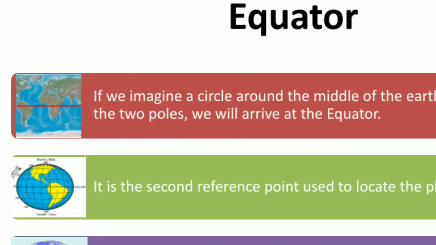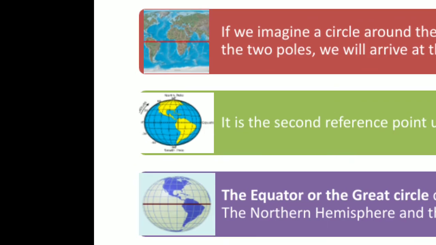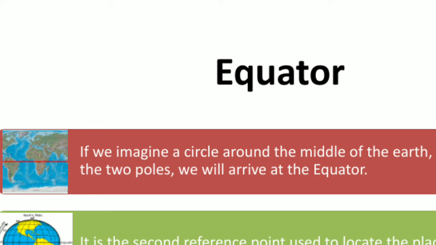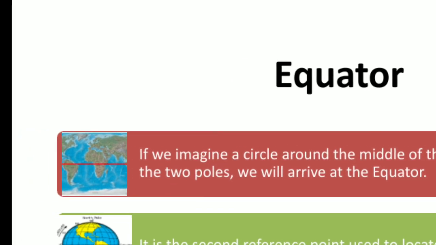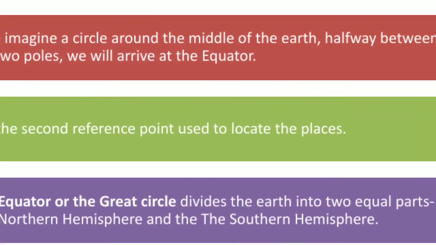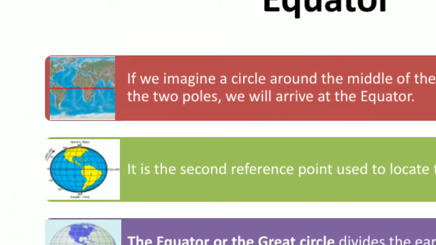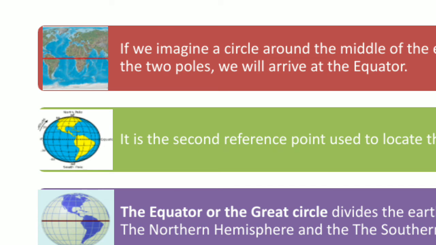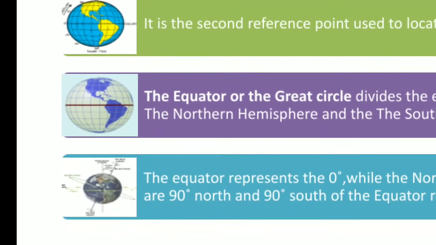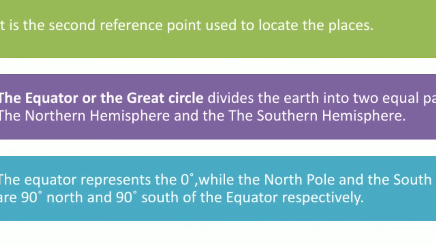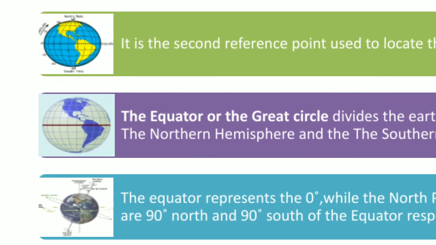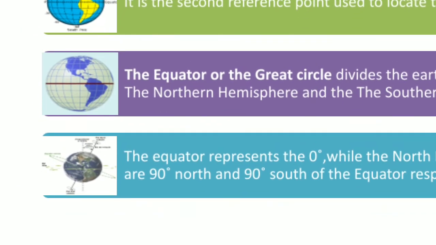In this picture, I tried to show you how the earth is divided into two parts. And where the earth divides is known as the equator, right? It is the second reference point used to locate places. So if we want to locate any place, it is the second point from which we can locate places. The equator, or the great circle, divides the earth into two equal parts, the northern hemisphere and the southern hemisphere. So this is how the earth has been divided into the northern and the southern hemisphere.